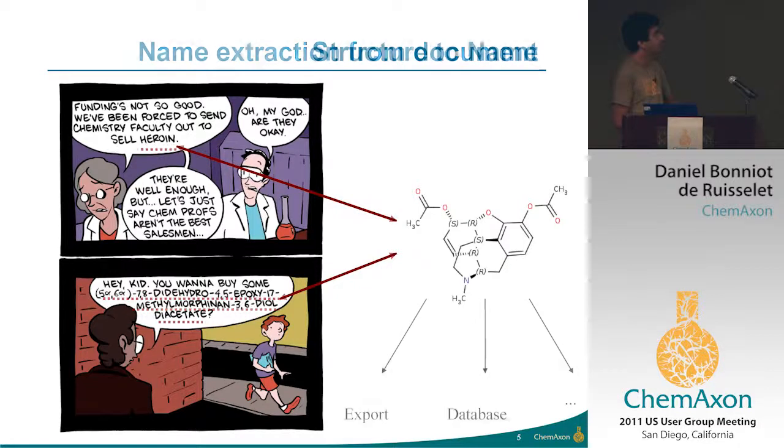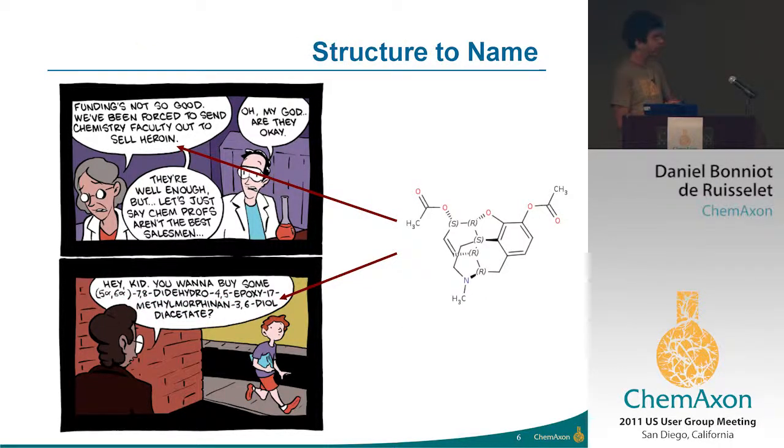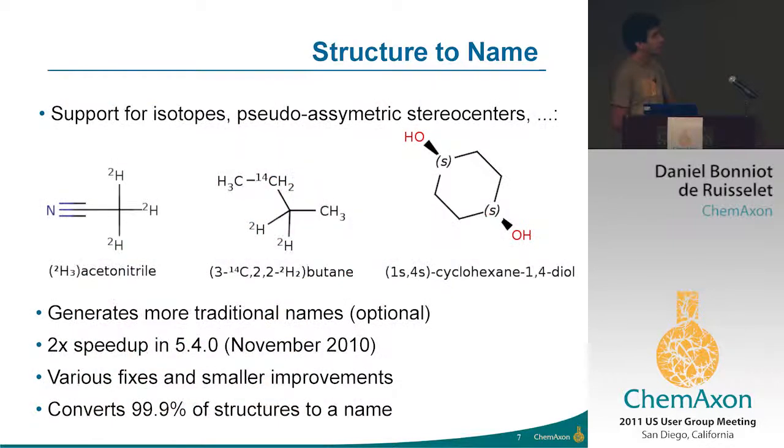And now we have the opposite problem, which is, given the molecule, you can generate either the traditional name or the systematic name for it. So we have products for all these three tasks. Structure to name is the product we released first, and it's quite mature.